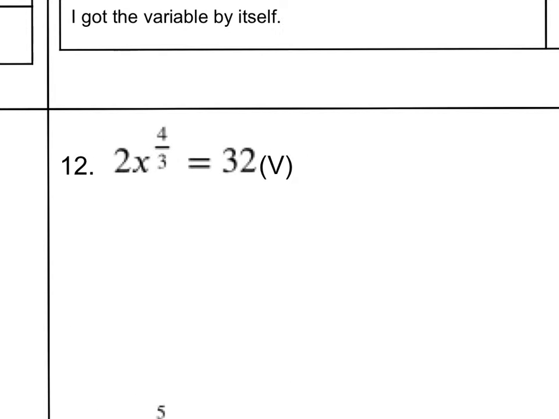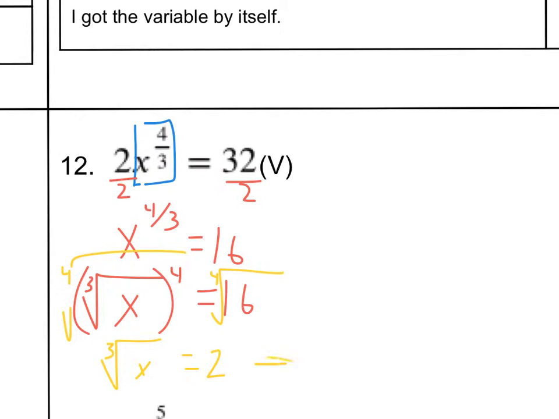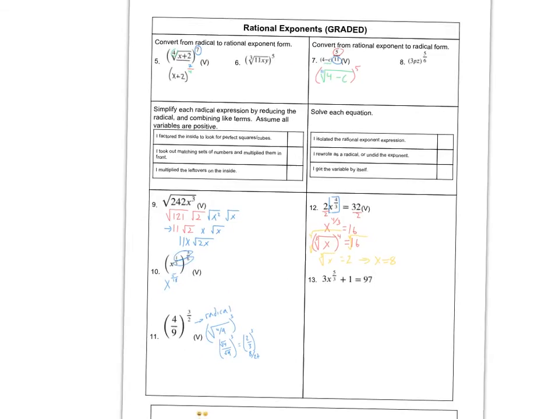For number 12, we're going to get the rational exponent expression by itself, which means I'm going to divide both sides by 2. When we do that, we get x to the 4 over 3 is equal to 16. I'm going to rewrite this as a radical. The cube root of x to the 4th power is equal to 16. I've got to take the 4th root of both sides to get rid of that 4th power, and I get the cube root of x is equal to 2. When I cube both sides, I get x is equal to 8. And that's it for this page.